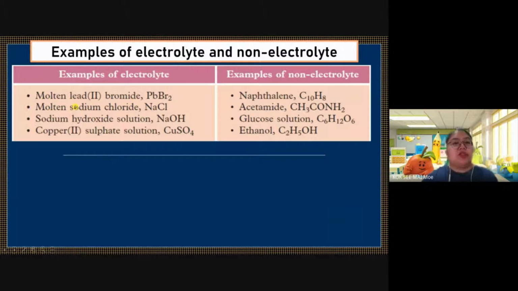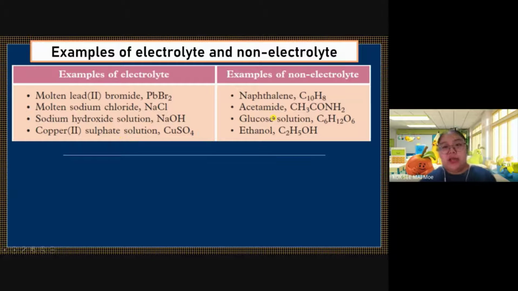Another one is sodium chloride. Sodium is one chemical, chloride is another. When they separate, they can separate into positive and negative. Then we have hydroxide solutions. Sodium hydroxide, two things. Then copper sulfate, also two things.